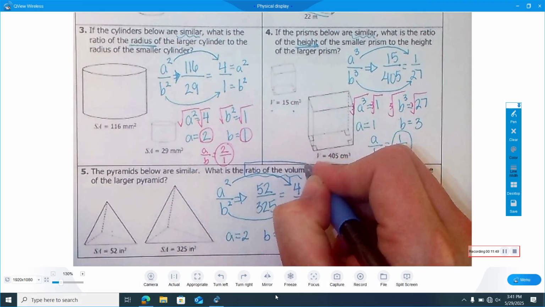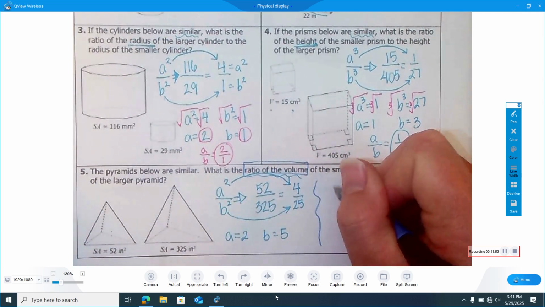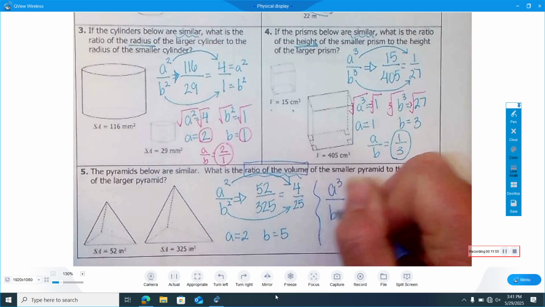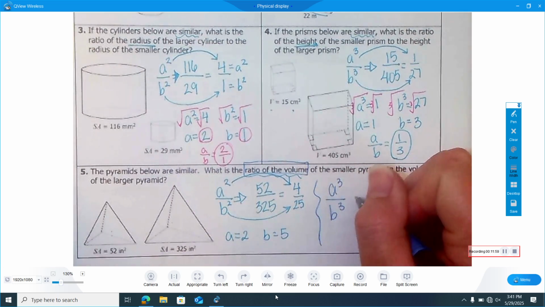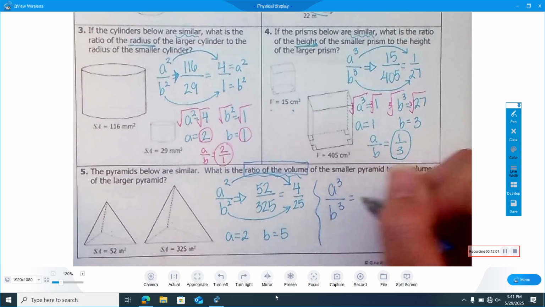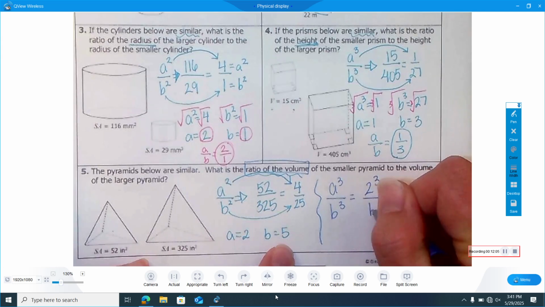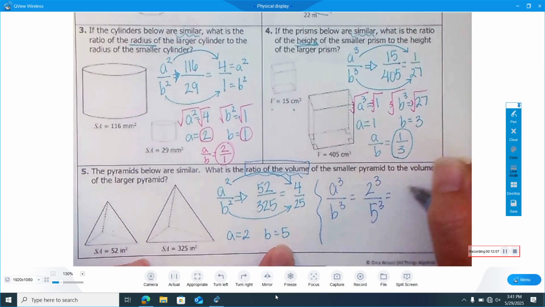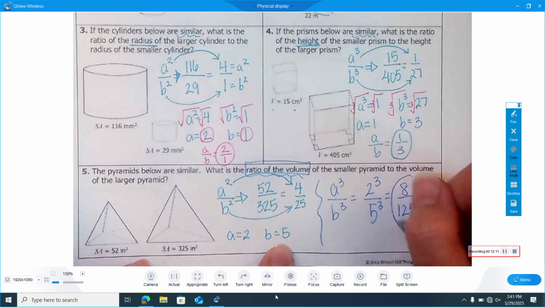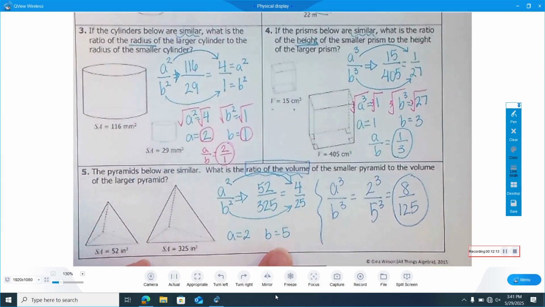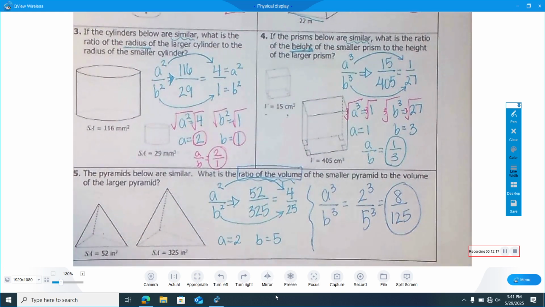And if I want to find the ratio of the volume, then I would want to do, hey, what's a cubed over b cubed? Because that's going to give me the volume ratio, just taking that scale factor and cubing it. So 2 cubed over 5 cubed, that's going to be 8 over 125, and that is the ratio of their volumes. Okay, kind of interesting.